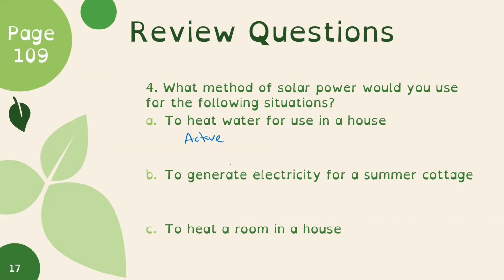To generate electricity for a summer cottage, I would think that photovoltaic would make the most sense, as it makes an actual electric current. And then to heat a room in a house, passive solar would work very well.